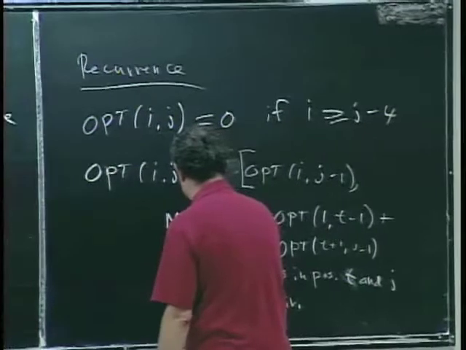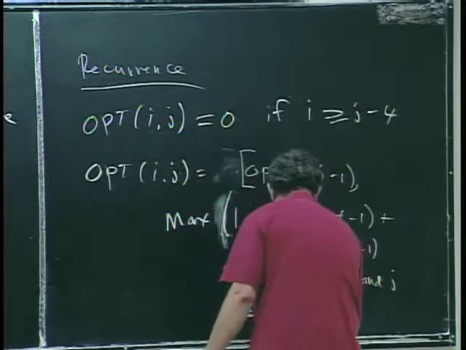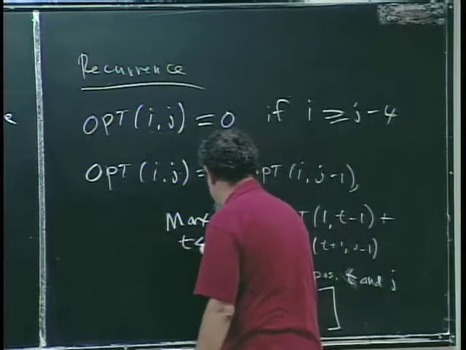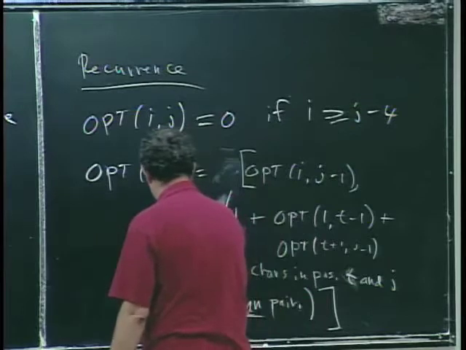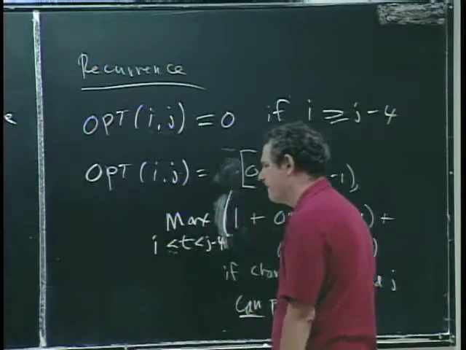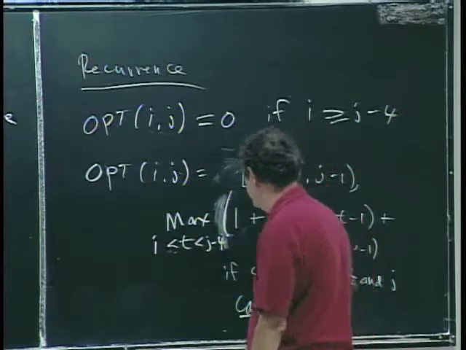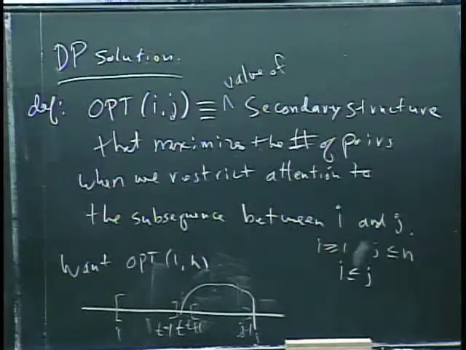You have to maximize your choice. Maximize over t, where t is less than j minus 4, and greater than or equal to i. No, we want to permit i. It's possible that j matches i. That's possible, that's the pairing, and so we have to allow that.